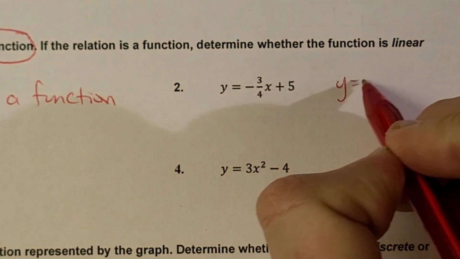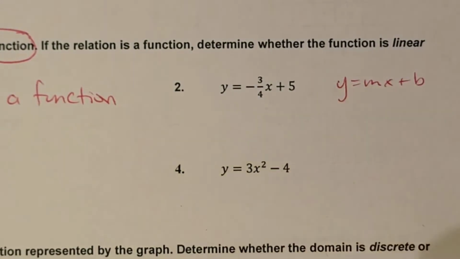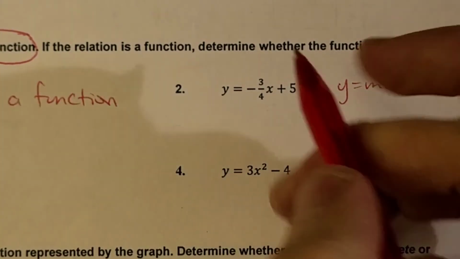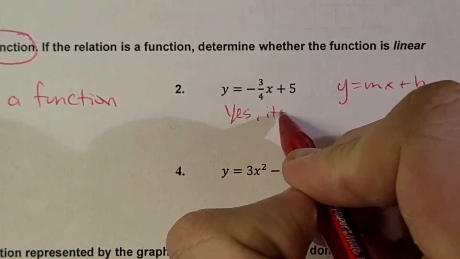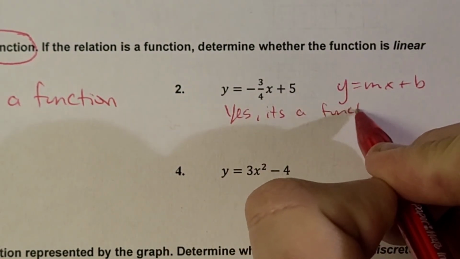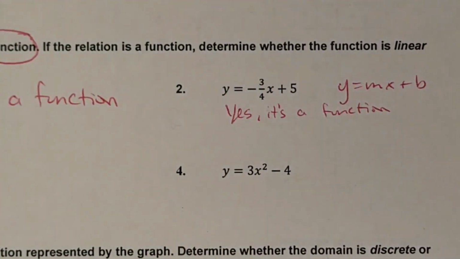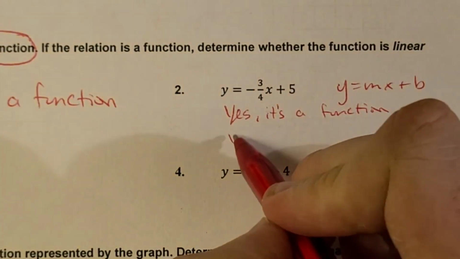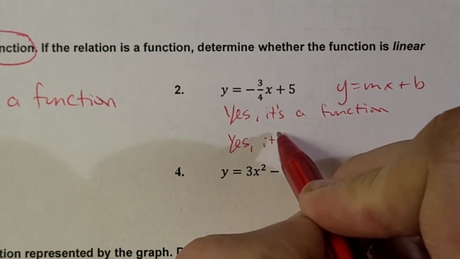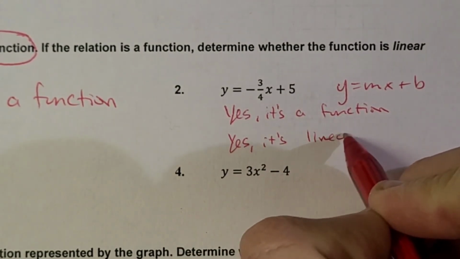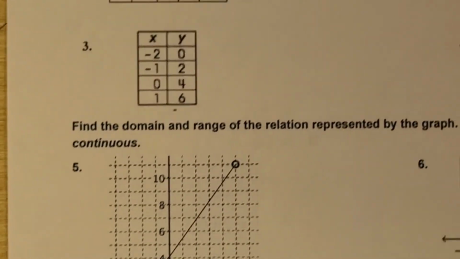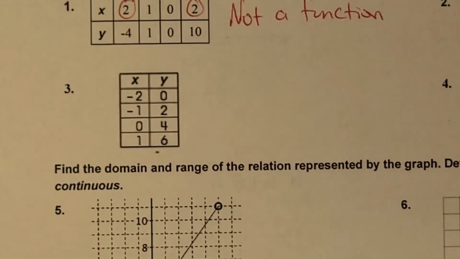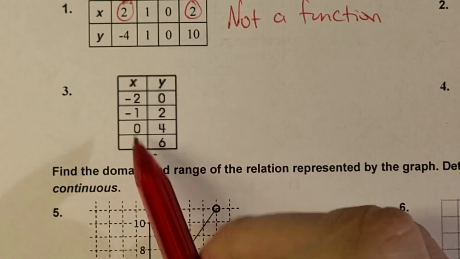This is straight up y equals mx plus b. That should look totally normal. So you should be able to say, yes, it's a function. And then, since it's y equals mx plus b, you should also say, yes, it's linear. So yes and yes. All right, for number 3, I don't have any repeating x values.